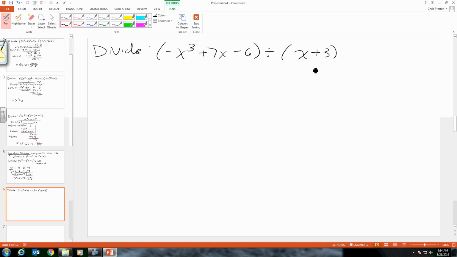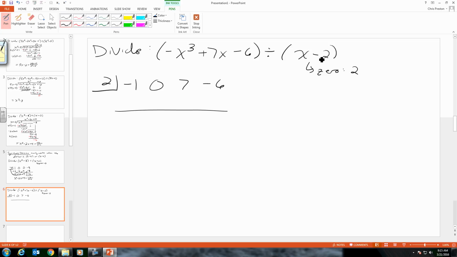Okay? I'm going to ask myself, what makes this... well, actually, let's not do that. Since we already did a plus, let's do x minus 2. So what's the 0 here? +2. So I'm going to say 2, go up there. List my numbers. -1. Notice no x squared term, so I need to put a 0 there. 7, -6. Leave myself a line.